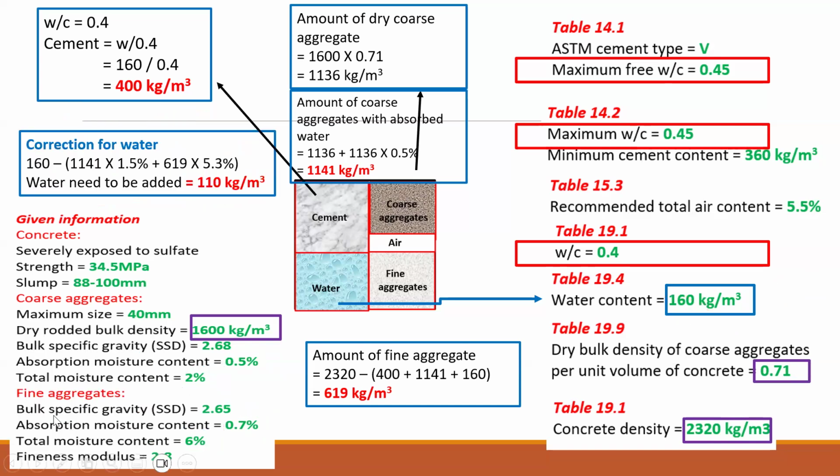You do a trial mix with these quantities and you check the strength and the slump. So strength should be what? 34.5, and slump should be 80 to 100. So you check it. That is your last step. Any questions?